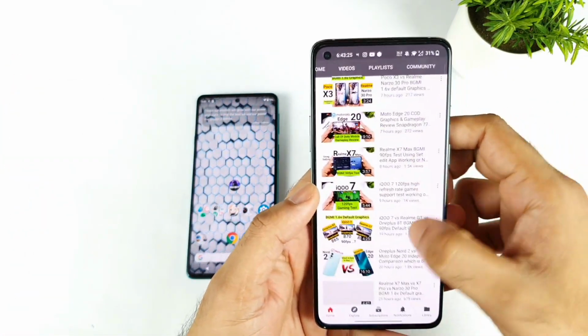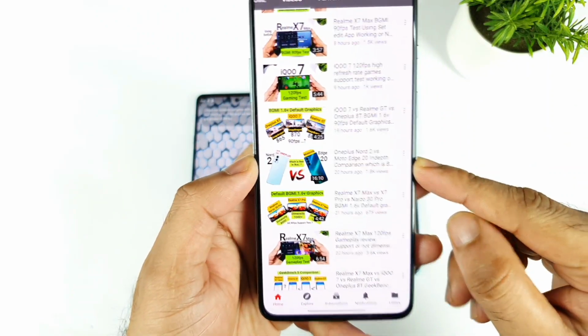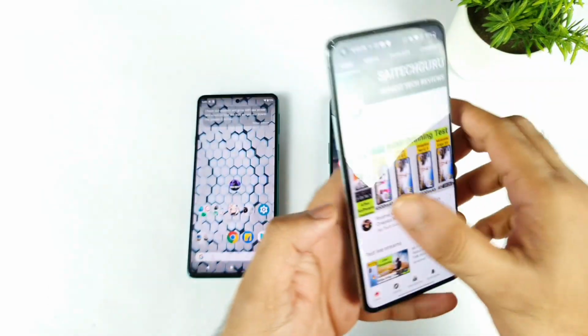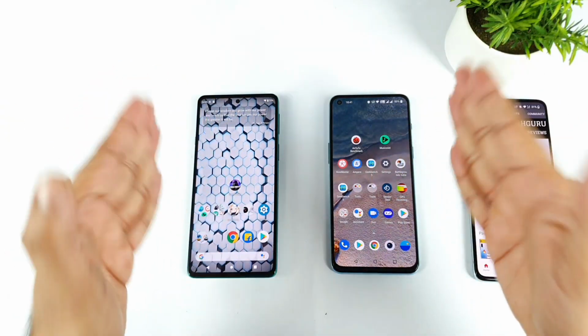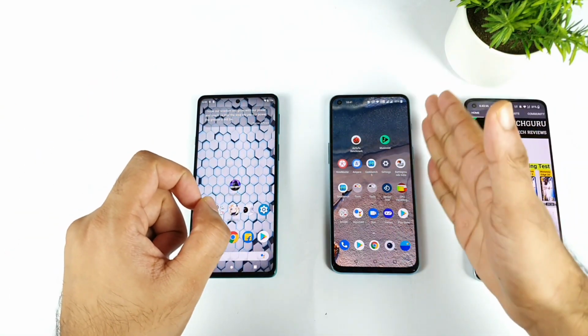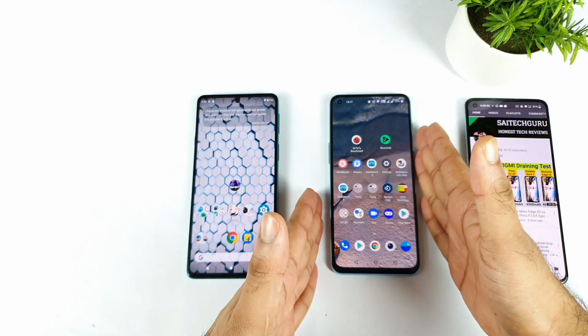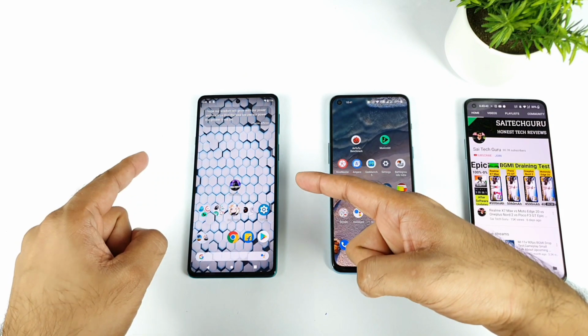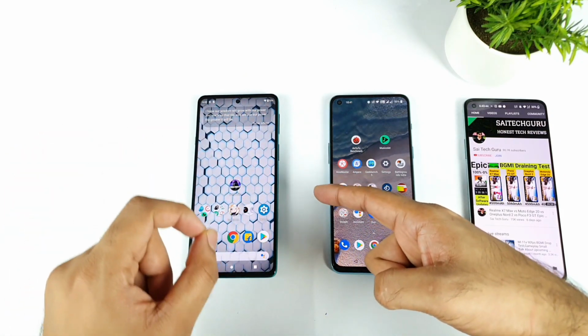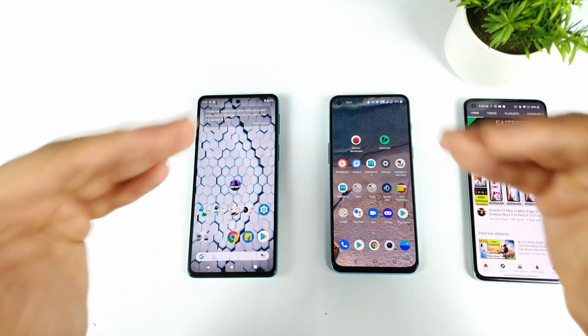In that video, I explained that there's a low touch sampling rate in the OnePlus Nord 2, and a few users asked me to compare them side by side so they get a clear idea of what is going on. The OnePlus Nord 2 has a very low touch sampling rate of 180 Hz, and the Moto X20 has 576 Hz. But that is what the company is claiming.